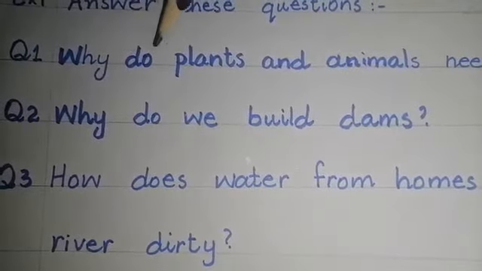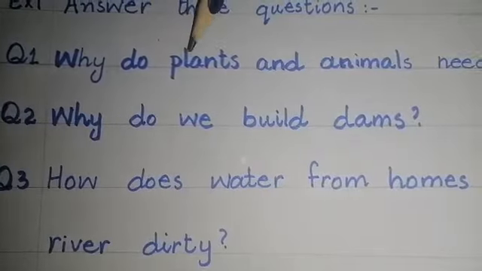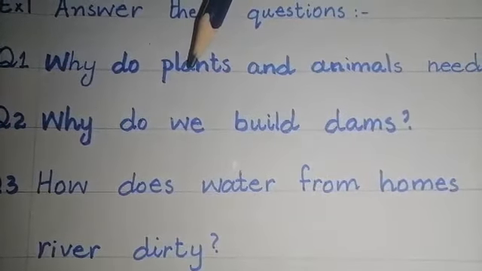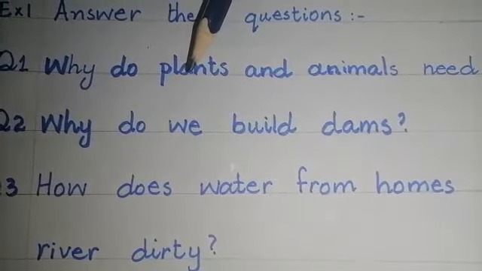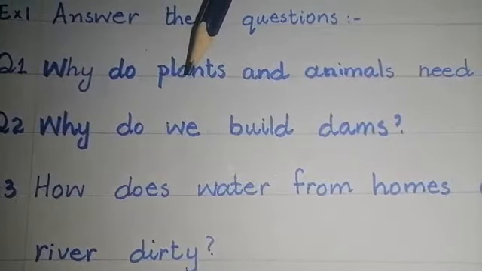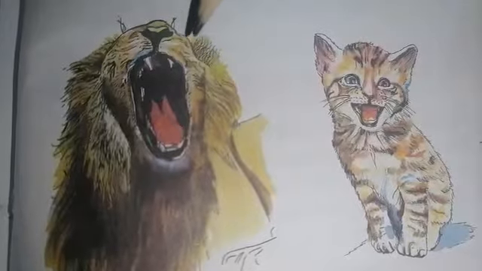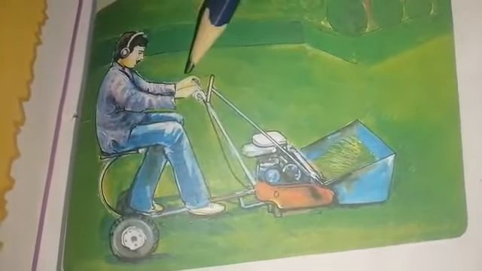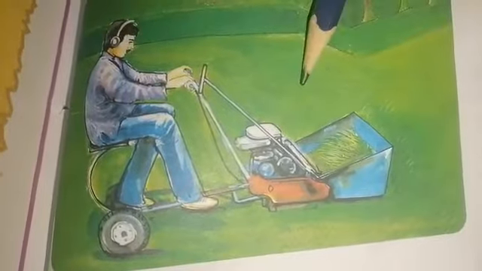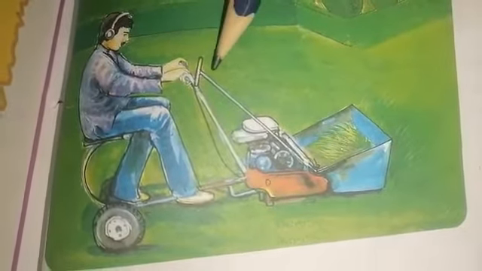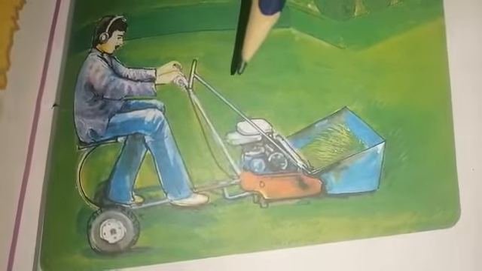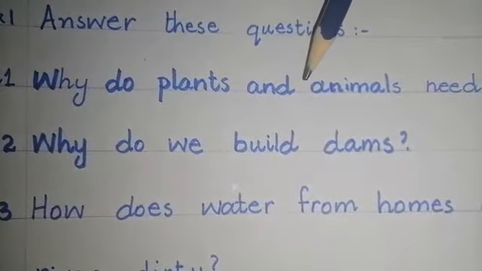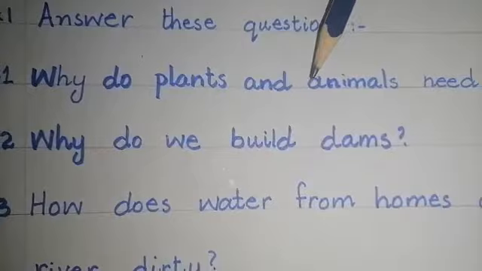As we have already discussed, all living things require water for their survival, and without water they cannot live. So all plants and animals need water for their survival. Different animals, plants and human beings need water for their growth, for their survival and for other functioning. So in the answer we can write: plants and animals need water to live.